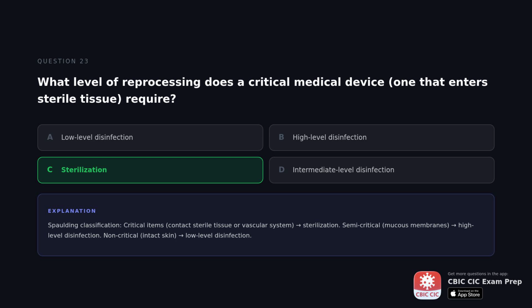The correct answer is sterilization. Spalding classification. Critical items contact sterile tissue or vascular system: sterilization. Semi-critical, mucous membranes: high-level disinfection. Non-critical, intact skin: low-level disinfection.